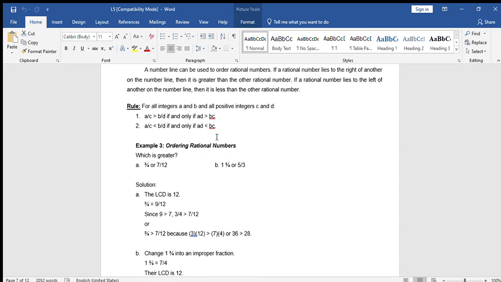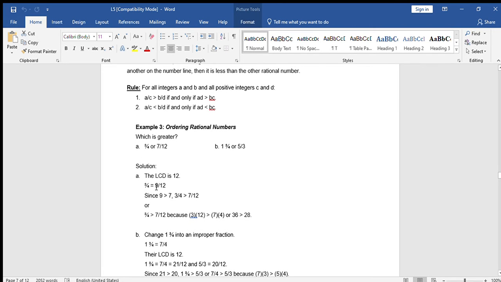Okay, so let's have an example, number 3. Ordering rational numbers. You just have to identify which is greater: 3/4 or 7/12. Three over 4 or 7/12, which is greater? Okay, let's see. We have the solution below. So the LCD is 12. Again, the LCD is 12. 3/4 is equal to 9/12. Again, our 3/4 is the same as 9/12. If you reduce it to lowest terms, that would be equal to 3/4.